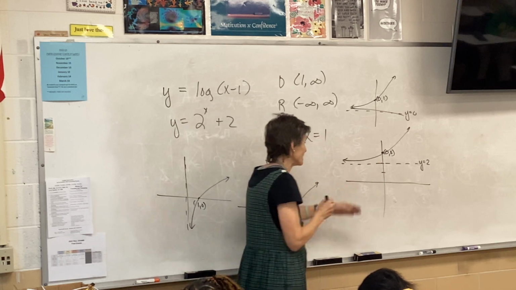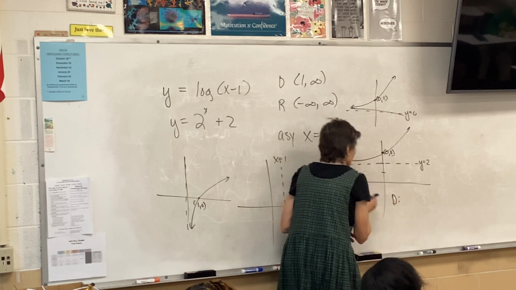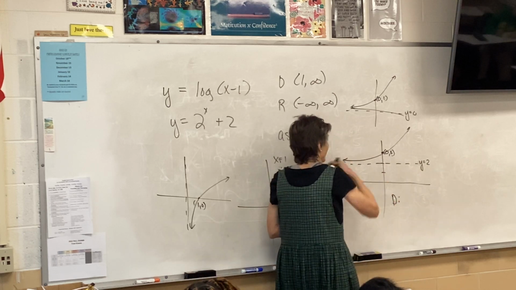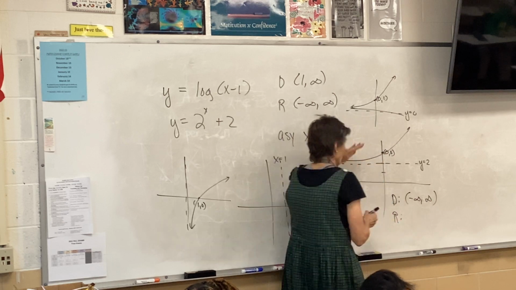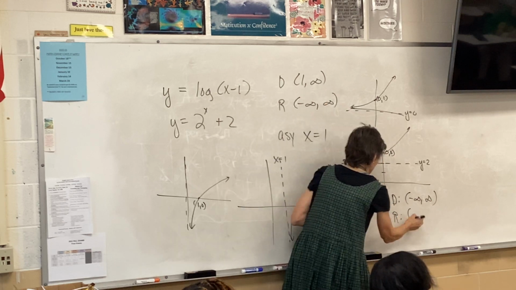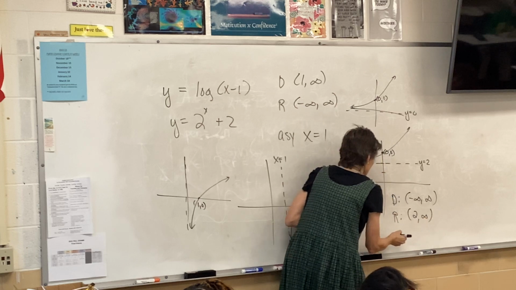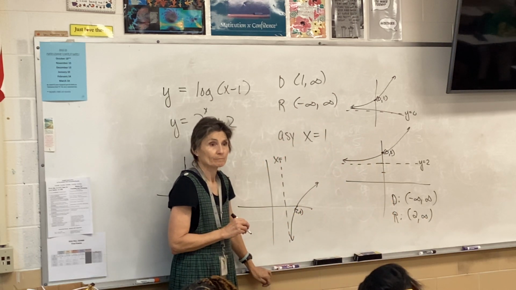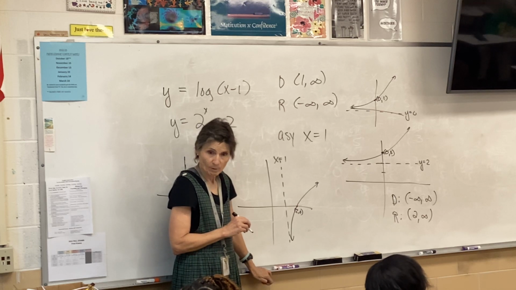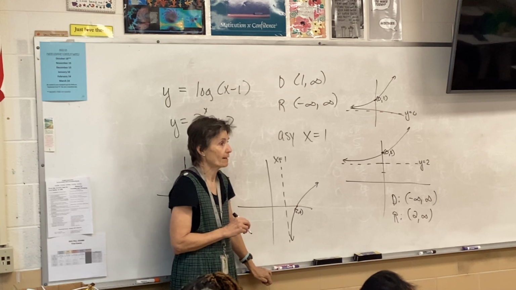What is the domain of this one? Domain: all reals. What is the range of this one? 2 up. And obviously the asymptote's at y equals 2. Okie dokie. All right, who else had a hand up?